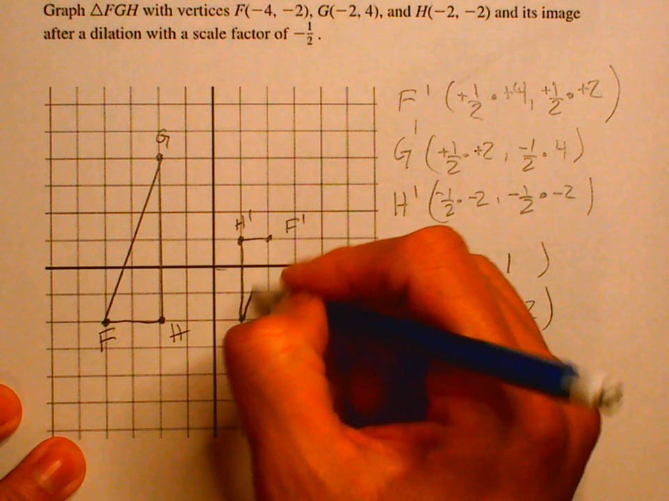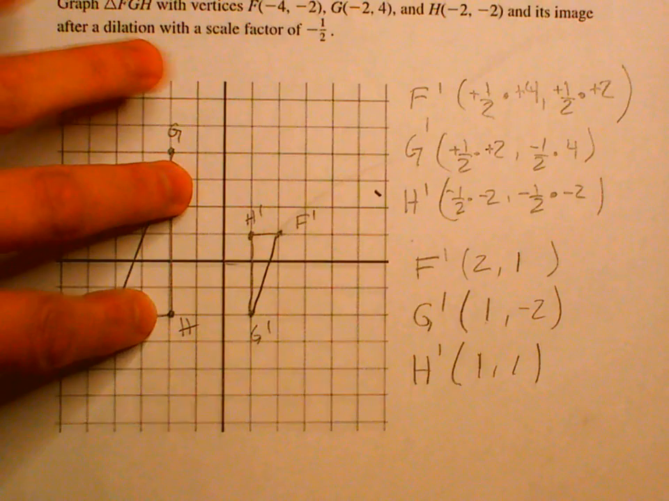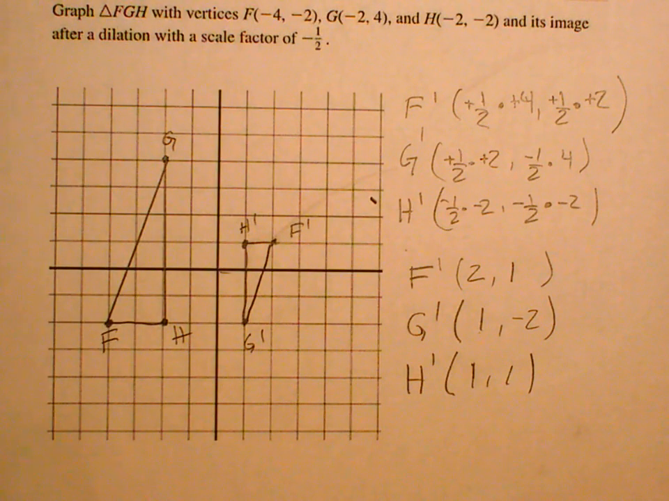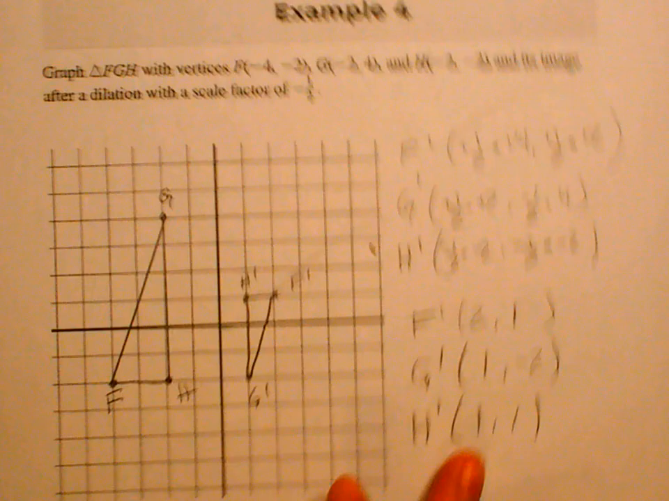So as you can see, there's a reduction. And also, there's a 180-degree rotation. That is what I meant. When you have a negative scale factor, this right here rotates 180 degrees and then it dilates. All right, so that is example number 4.